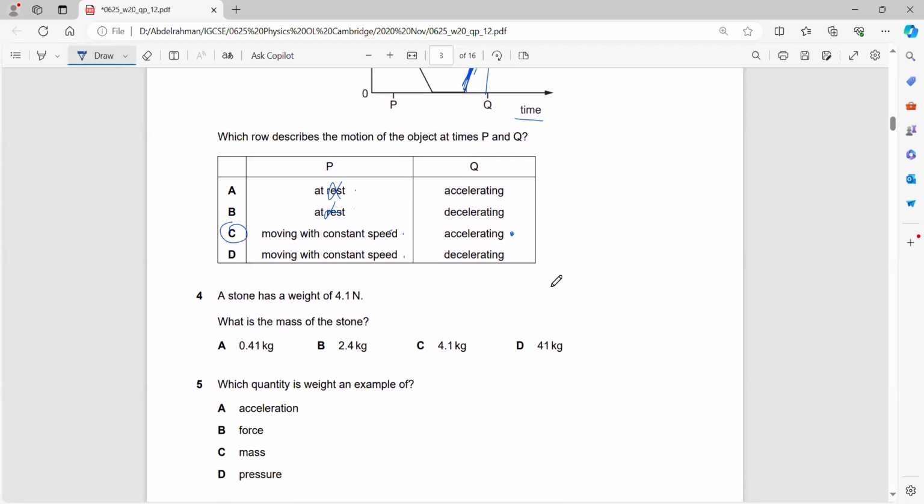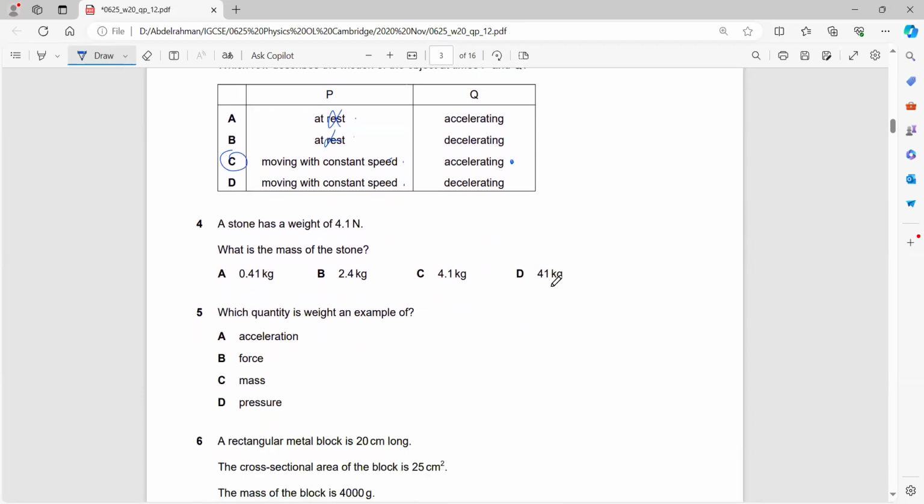A stone has a weight of 4.1 newtons. What is the mass of the stone? How can I find the mass of the stone? We know weight equals mass times gravitational acceleration, so the mass equals W over g. 4.1 divided by 9.8. It would be around 0.41 kilograms. Okay.